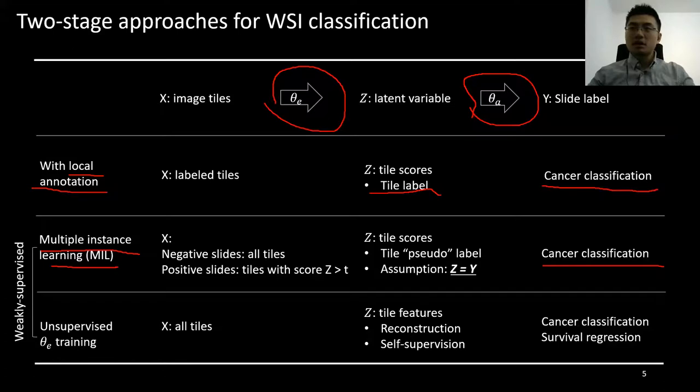For more complicated tasks like survival analysis, people propose to use unsupervised training so that they can get information of all tiles and they can somehow aggregate more diverse information over the whole slide for these tasks. And these unsupervised losses, including reconstruction and self-supervision, basically they just use these constraints to train a tile encoder and get the tile features, and then train aggregation of these tile features to output the target.